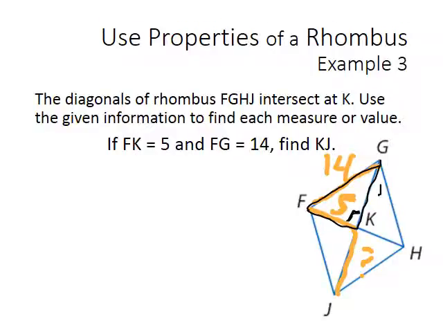We're missing this side. And if we can find GK, we actually have also found KJ, because a rhombus is a parallelogram, which means the diagonals are bisecting each other. So these two parts of the diagonal are equal. So if we can find GK, then we can find KJ. And of course, to find a missing part in a right triangle, we're going to use the Pythagorean theorem. We know one leg of the right triangle and the hypotenuse, and we're just missing that second leg, so we're going to simplify and solve.